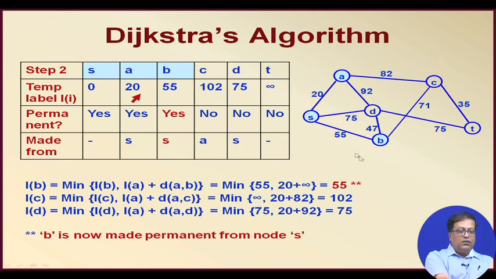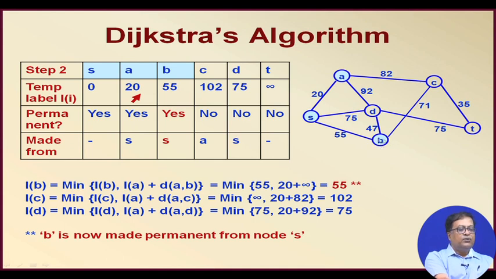Out of all the remaining nodes, see, S and A were already permanent. Out of all the remaining nodes, that node should be made permanent which has the lowest possible label. So, since the label of B was 55, B is made permanent. Got the point? So, in the next round B is made permanent.